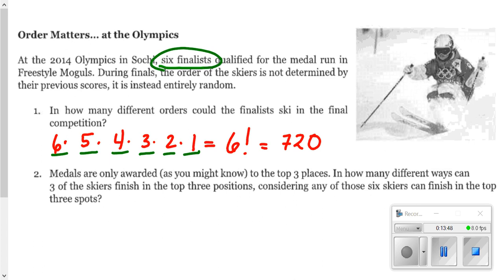Now they're wondering about the ending of the race. So there's 720 different options for the start of the race, like the order in which they might go down the run. But medals are only given to the top 3, right?